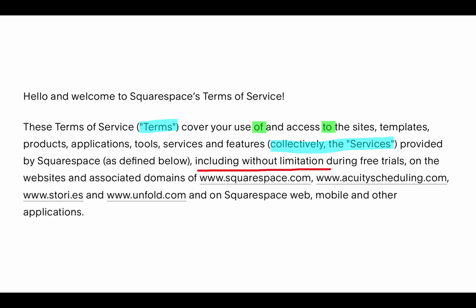Now, the other thing I want to point out is this very sweeping language, including without limitation. It's a really useful phrase for being expansive. So a synonym for this would be including but not limited to, and they mean the same thing.